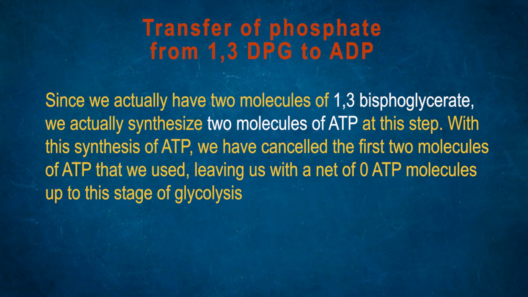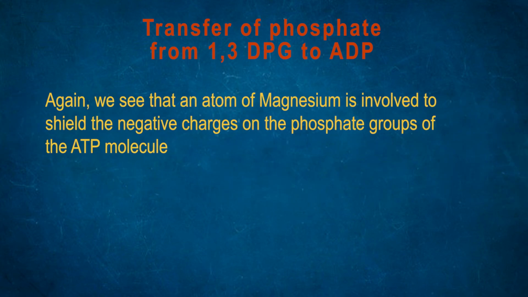With this synthesis of ATP, we have cancelled the first 2 molecules of ATP that were used in the first, energy requiring phase of the glycolysis process. Again, we see that an atom of magnesium is involved to shield the negative charges of the phosphate group of ATP. The net energy change is minus 18.8 kilojoule per mole.